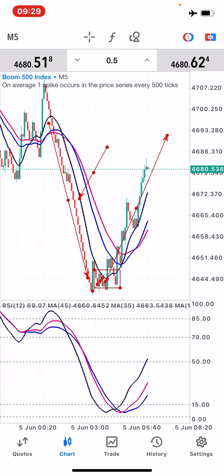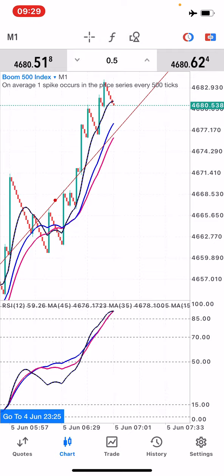Basically, we want to catch spikes because this is Boom 500 and you're in a 5-minute time frame. So all this happens in your 5-minute time frame, and you're going to do what's called a top-down analysis, which means you're going to be coming from higher time frames going down to lower time frames. Okay? And as you can see, since we are in a 5-minute time frame, the next time frame that we're going to move to is the 1-minute time frame. So I'm going to go to my 1-minute time frame.